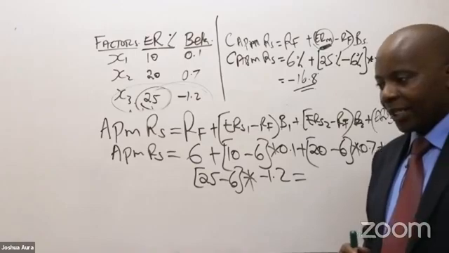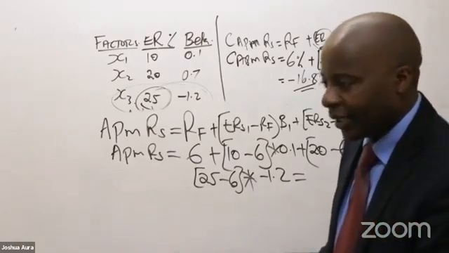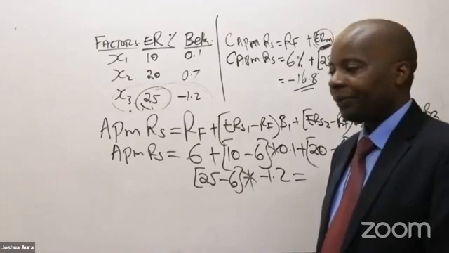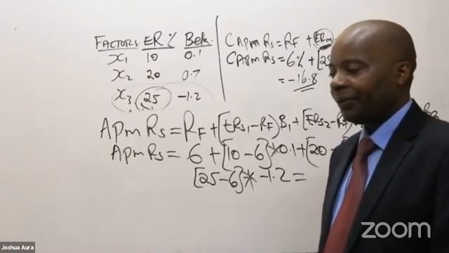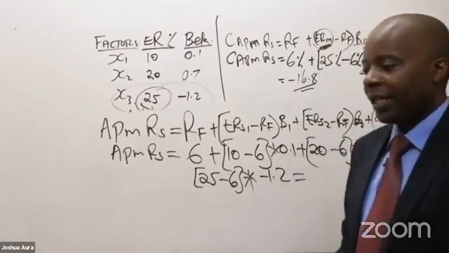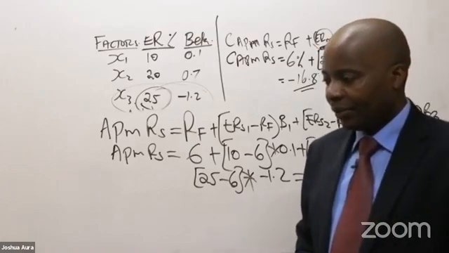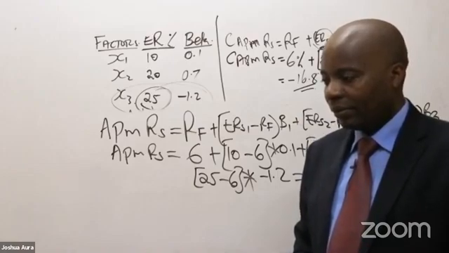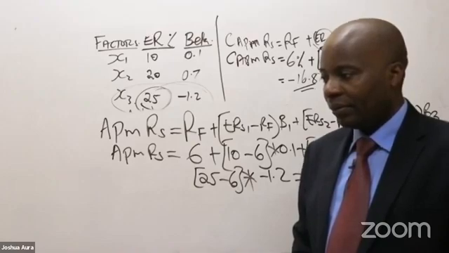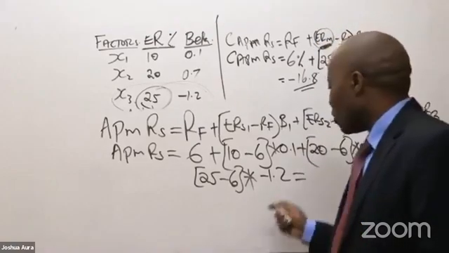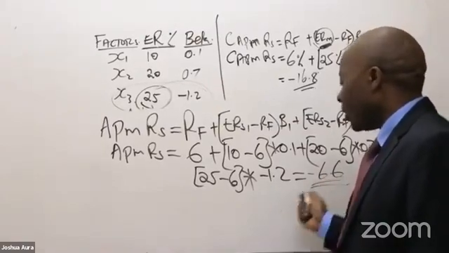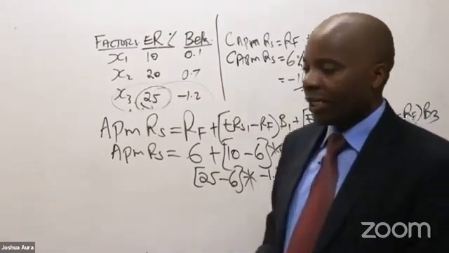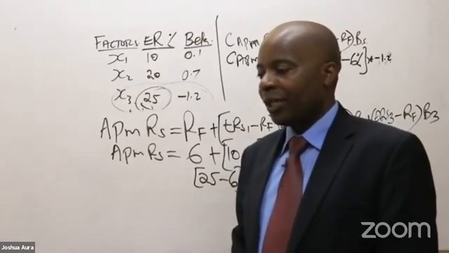I'm waiting for an answer. The APM returns. Yeah, AUMA again gives me negative 6.6. Negative 6.6.